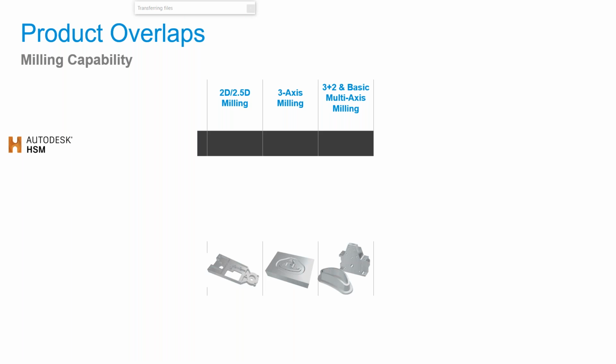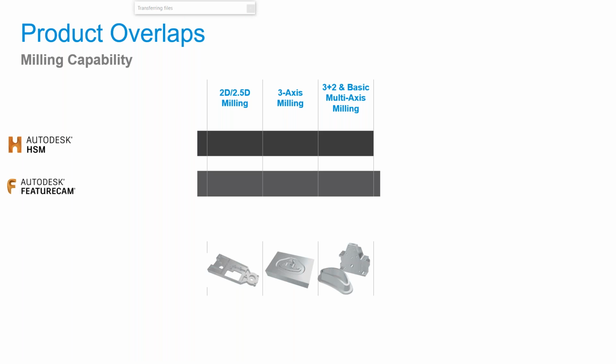All the 3, that is HSM, FeatureCAM, and PowerMill, all have capabilities in 2D, 2.5 milling, that is milling of pockets, plates, or 3-axis milling, or 3+2 and basic multi-axis milling capabilities. So all the 3 products have great features as far as these 3 capabilities in milling are concerned.